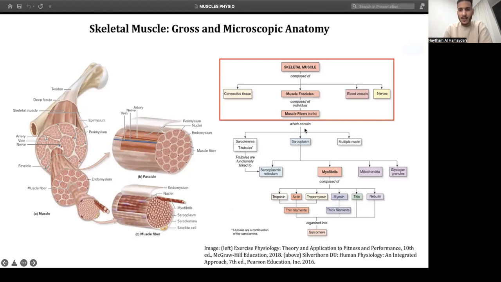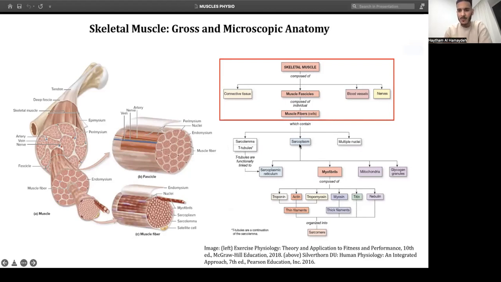These muscle fibers contain the sarcolemma with T-tubules, the sarcoplasm, which is the environment that these fibers exist in, and multiple nuclei. If we go down, we can see that the sarcolemma and T-tubules are part of the sarcoplasmic reticulum, which is in charge of storing the calcium that it then releases into the T-tubules, a major important step in the contraction process.